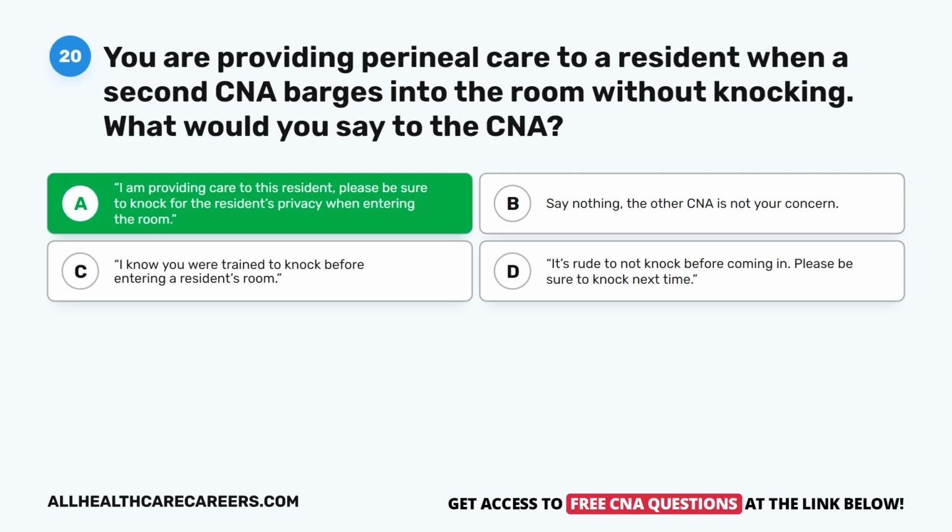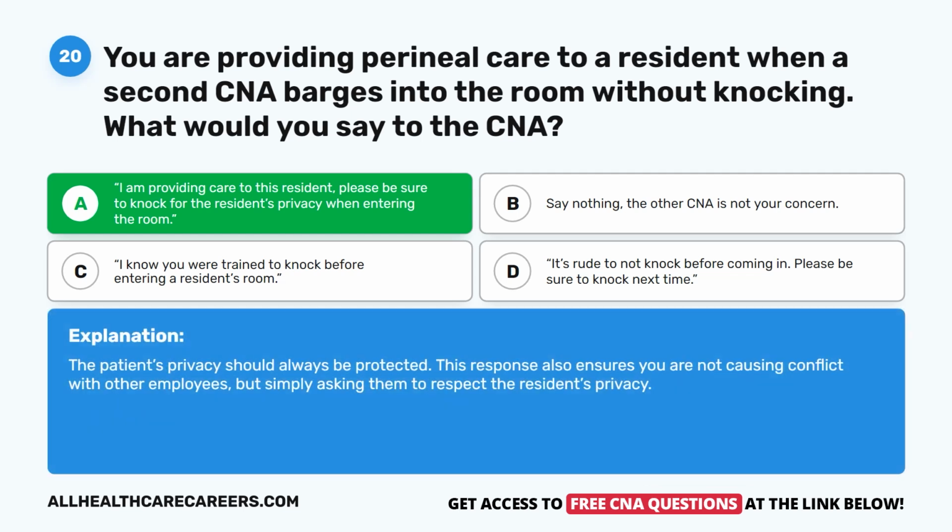The correct answer is A. I am providing care to this resident. Please be sure to knock for the resident's privacy when entering the room. The patient's privacy should always be protected. This response also ensures you are not causing conflict with other employees, but simply asking them to respect the resident's privacy.